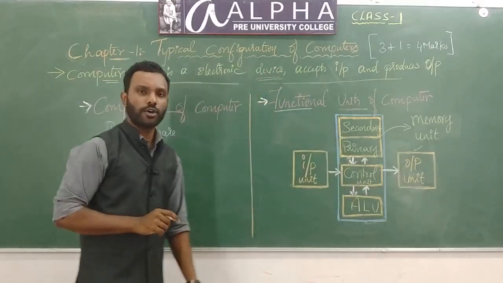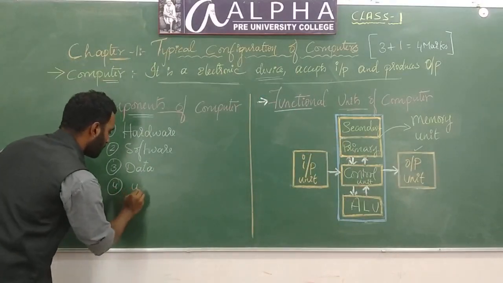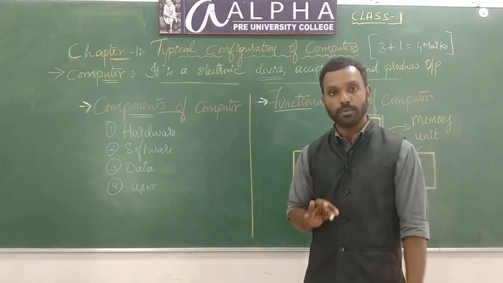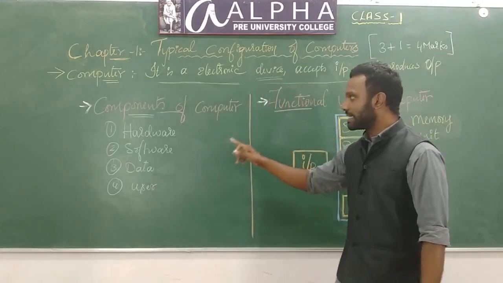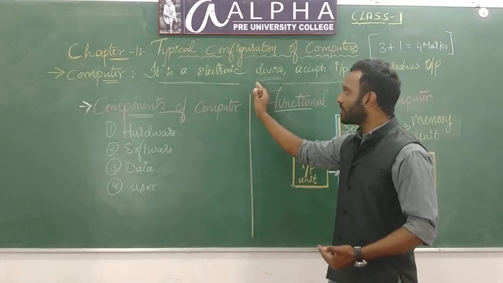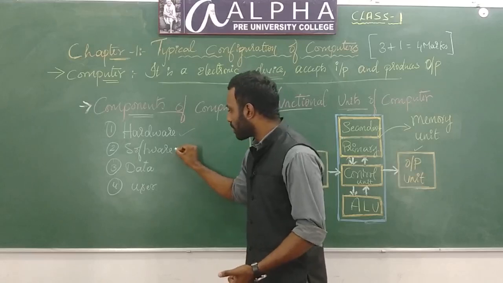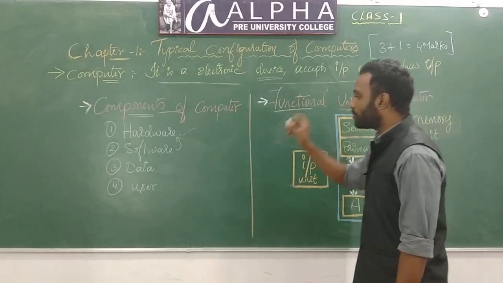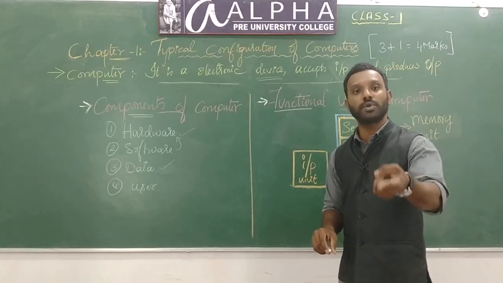The last component of computers which makes a computer work is the user. Now who is the user? The one who uses a computer is called the user. As per the definition, these are the components. It's an electronic device, so from device I got hardware. Hardware doesn't work all by itself, so I got software. From input I got the data. Who gives input to the computer? The person who uses the computer, right?